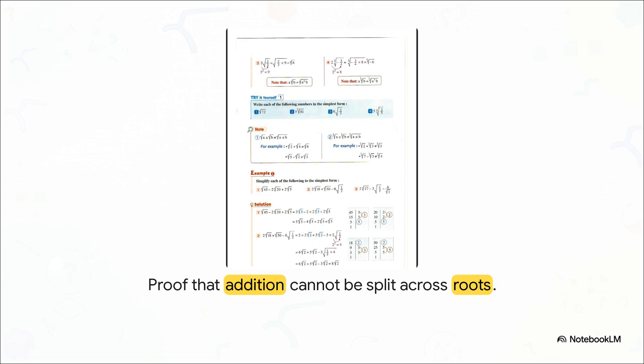Adding root 2 and root 4 does not magically equal root 6. If we actually run the numbers, the square root of 4 is 2, and the square root of 2 is, well, about 1.414. So that left side gives us roughly 3.414.